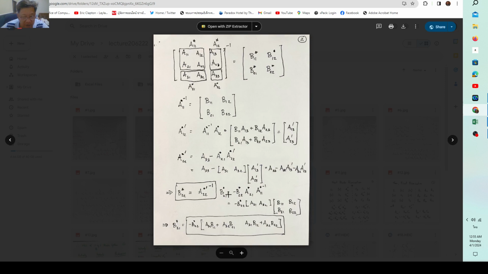So let's see how we do this substitution. B22 prime is already fine here. But A21 star is this one, it becomes A31 and A32. And then A11 star inverse, already partitioned into B11, B12, B21, and B22. So with matrix multiplication, it's obvious that you can get B21 star as, the first part, minus B22 star, and then the first element is A31 times B11 plus A32 times B21.